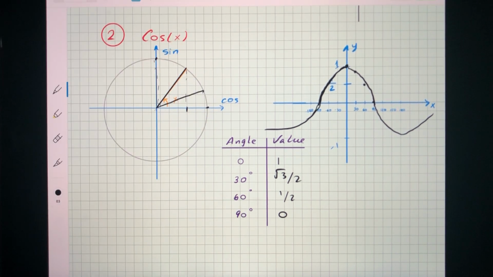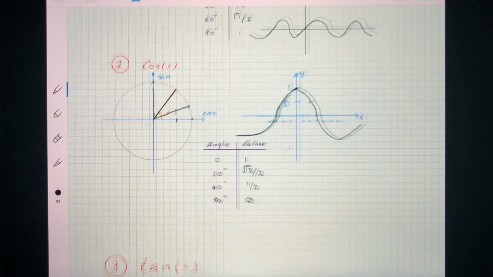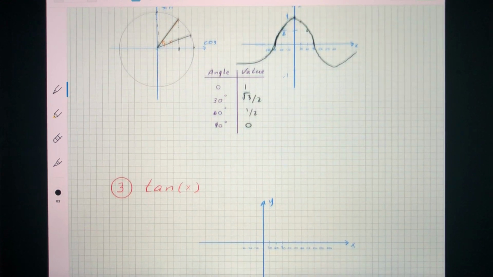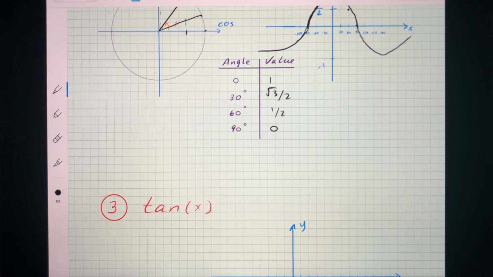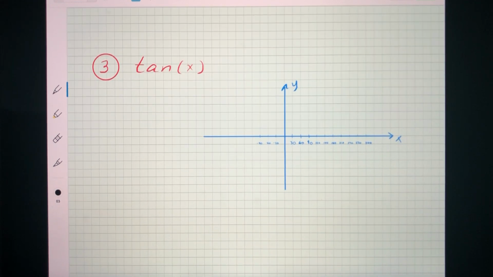And then the final one is the tangent. Now for the tangent, we don't have the values. We can come up with them ourselves once again. But the thing to remember is that tangent is the ratio of sine divided by cosine. And so each time the cosine turns to 0, we are dividing by 0, and that makes it undefined.